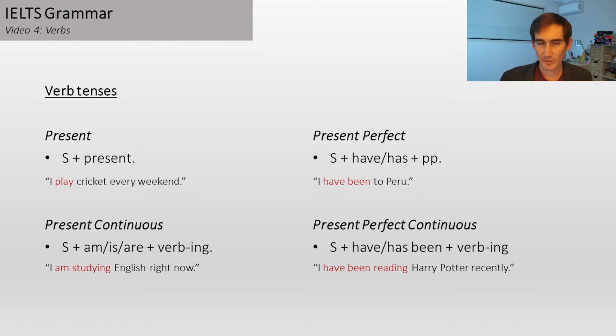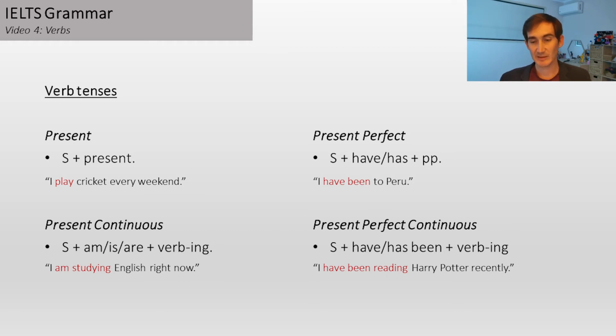I think I'll go through verb tenses in more detail in a later video, but for now I just want to give you a general picture of how it works. So present tense is subject, present verb. For example, I play cricket every weekend. That's true. Present continuous: subject plus present be verb plus verb-ing. I'm studying English right now.